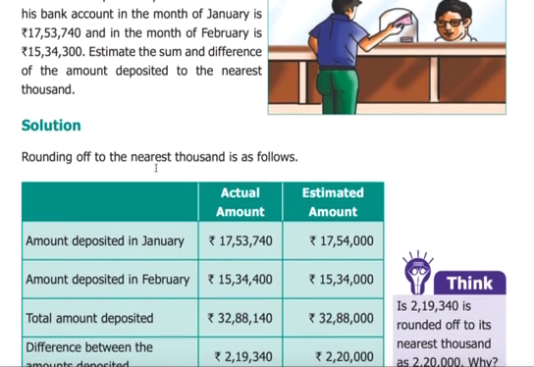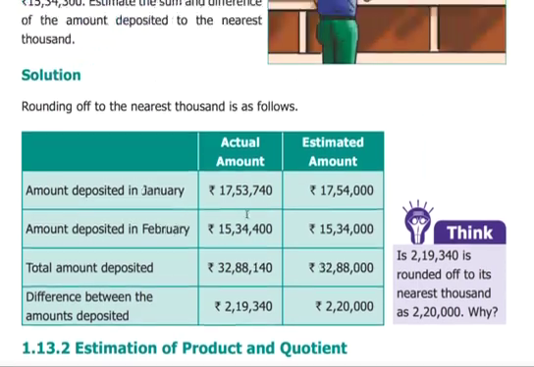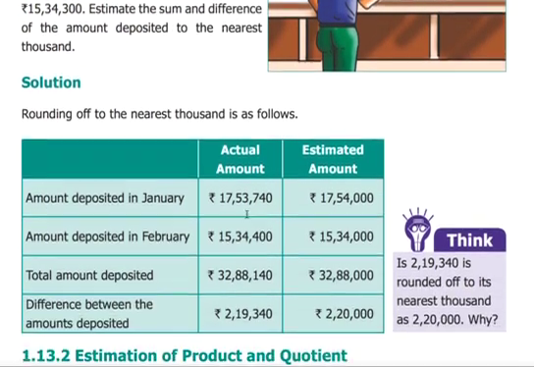Now the difference between them. Estimate the sum and difference of the amounts. Sum is this, 32 lakh 88,140. So nearest thousand means 88,000 only. Here the difference is 2 lakh 19,440. So nearest thousand.